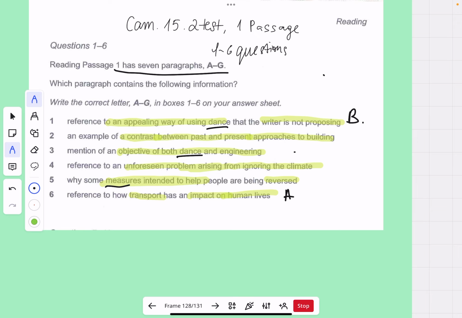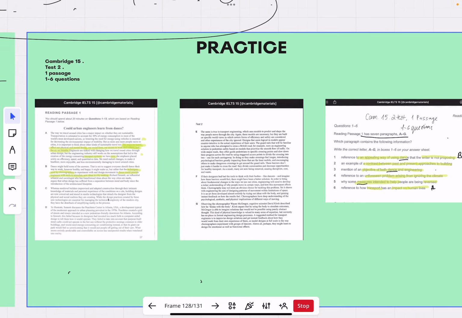Okay, so this is the B1. Okay, let's move on to the next one.